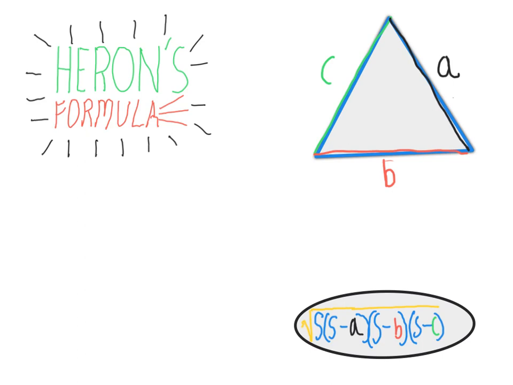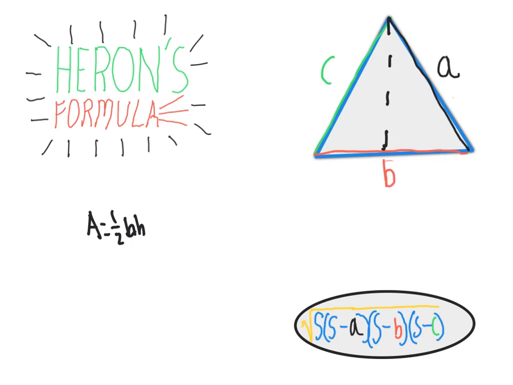So you probably know that to find the area of a triangle, it's just area equals 1/2 base times height, right? But we notice that in our triangle over here, we don't have the height. We don't know what the height is. So how are we supposed to find the area?